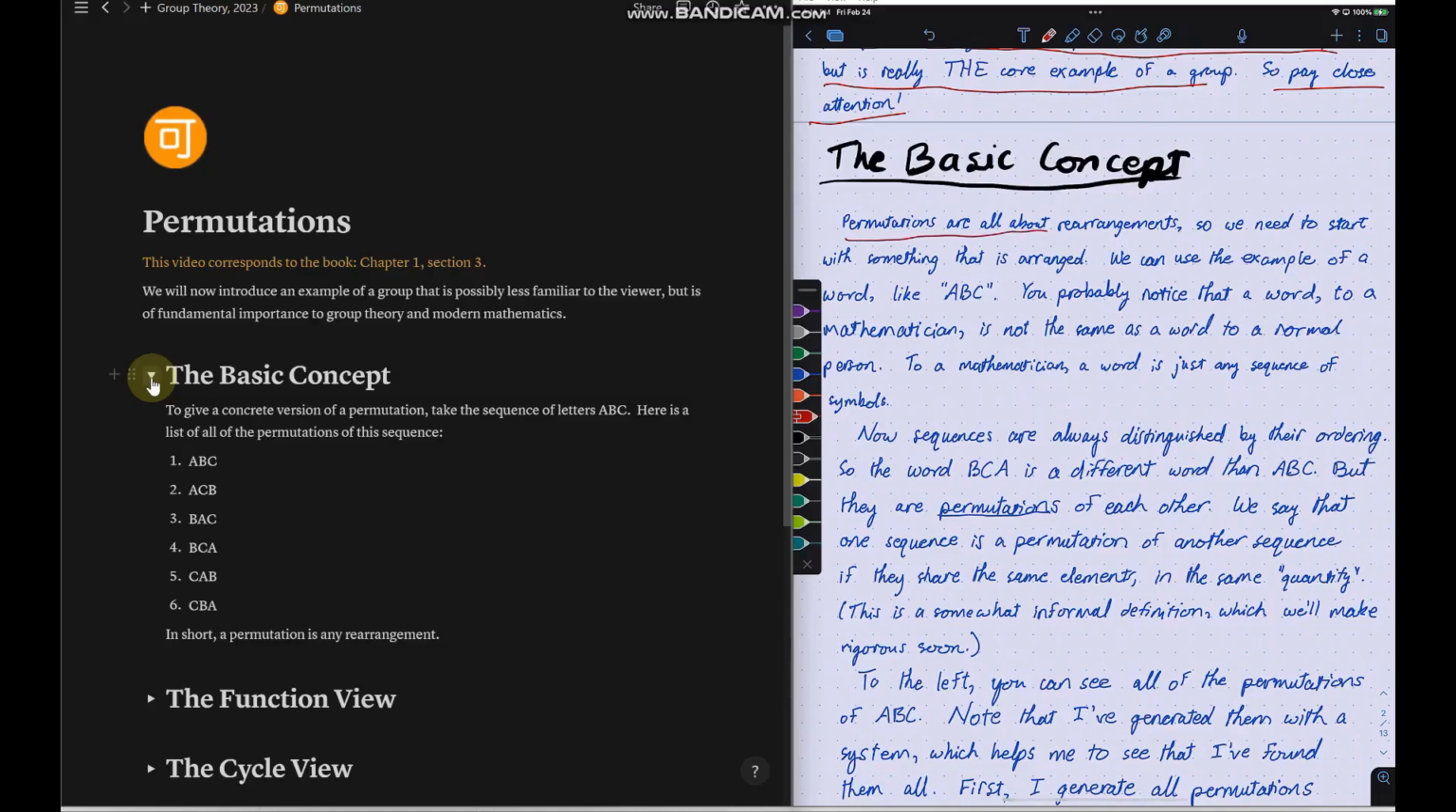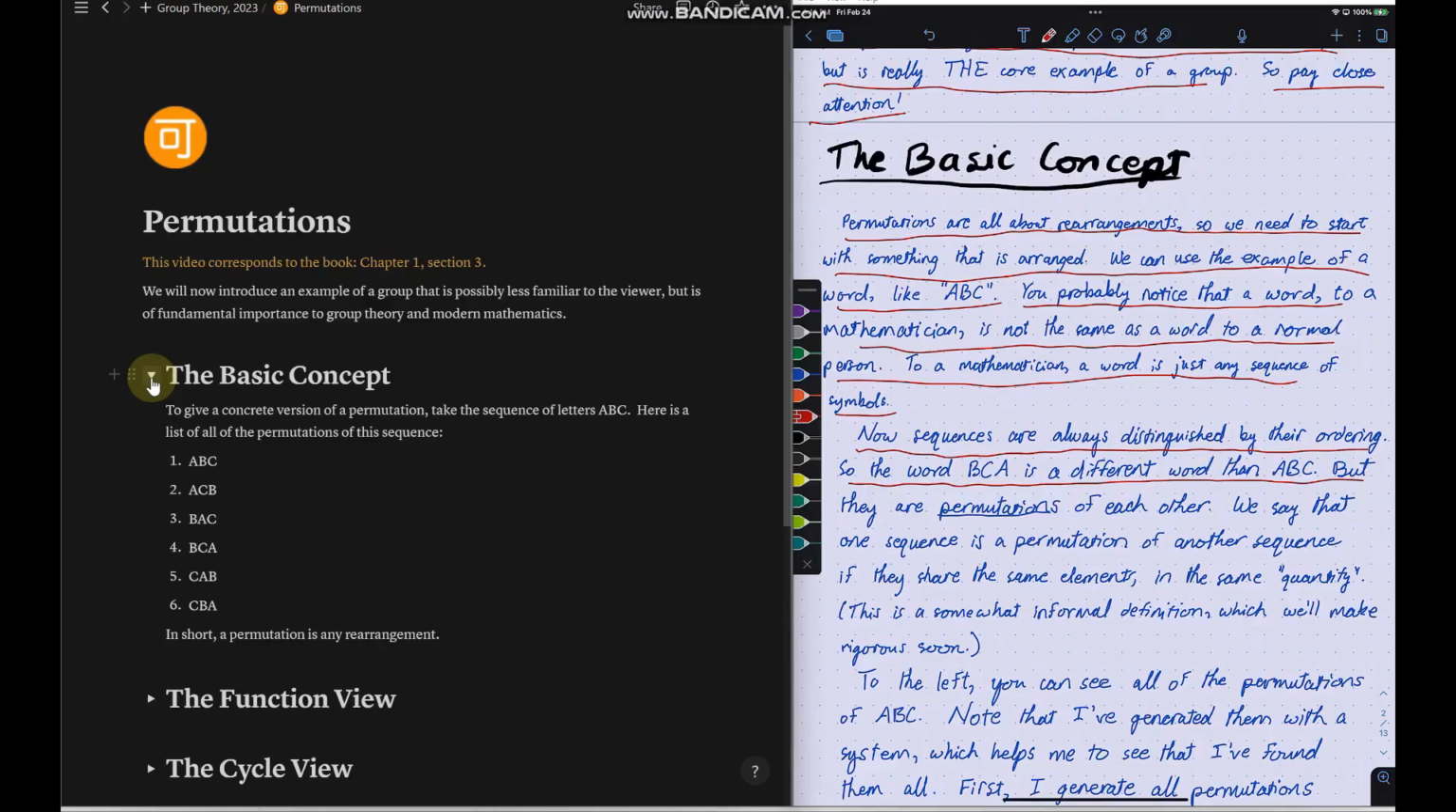So, permutations are all about rearrangements, so we need to start with something that is arranged. We can use the example of a word like ABC. You probably noticed that a word to a mathematician is not the same as a word to a normal person. To a mathematician, a word is just any sequence of symbols. Now, sequences are always distinguished by their ordering. So the word BCA is a different word than ABC, but they are permutations of each other. We say that one sequence is a permutation of another sequence if they share the same elements in the same quantity. This is a somewhat informal definition, which we'll make rigorous soon.